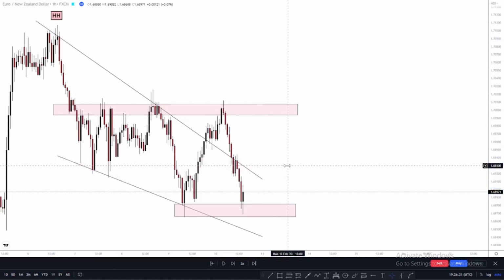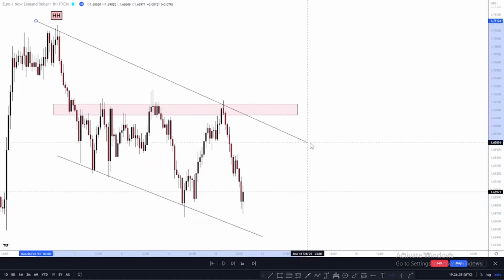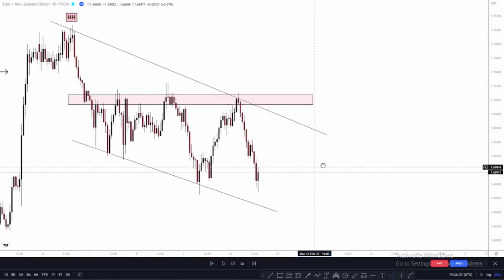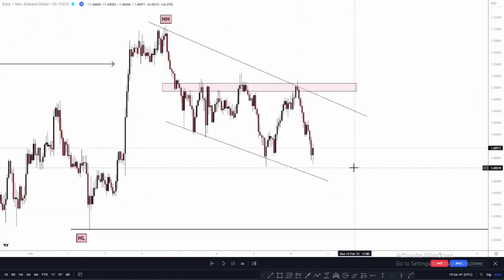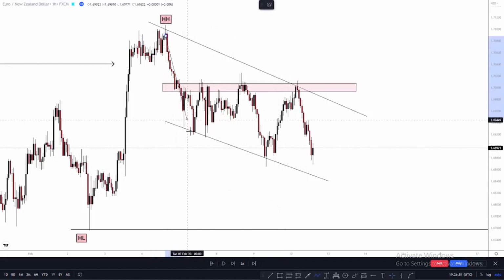Let me clear all this so we have a clean chart. And let me also zoom out so it becomes clear. So going into next week, what are we looking at? Of course, we are expecting price to break out of this channel.